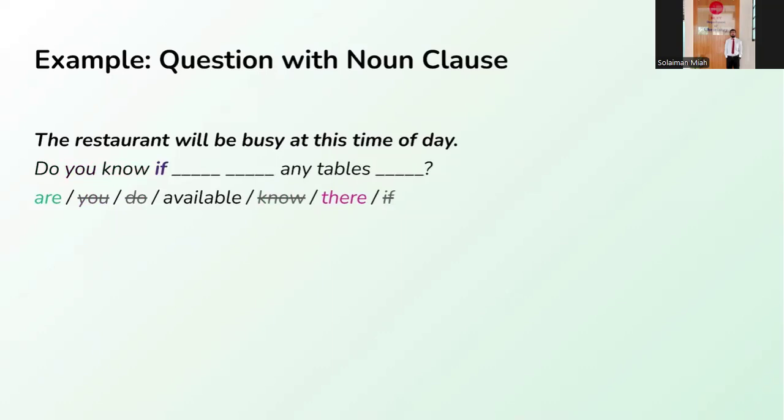Now we have do you know if. The word if starts a noun clause, which will have its own subject and verb. The only options left are the words there and are. Once we put those into place, our sentence is almost complete. The final blank must be the word available. As a last step, it's always smart to reread the sentence at least one time. It's too easy to place words in the wrong order by accident and then not notice. You want to double or triple check that you put all the words where you think you put them. So our final sentence is, do you know if there are any tables available? And that is indeed correct.